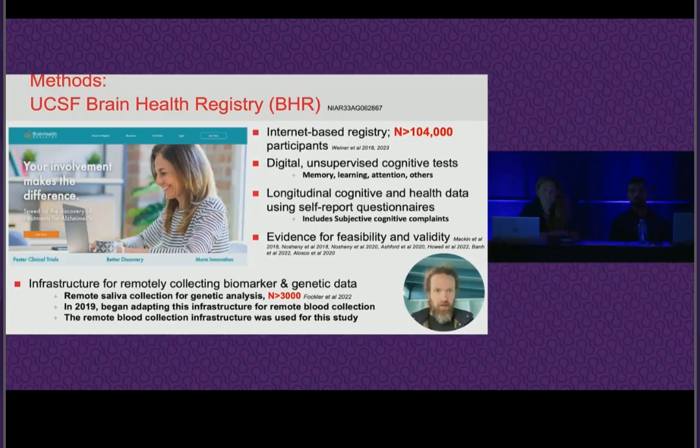We've also developed infrastructure for remotely collecting biomarker data. We started doing this with remote saliva collection for genetic analysis, and then in 2019 we started to adapt this infrastructure for remote blood collection. The remote blood collection infrastructure is what we use for this study.